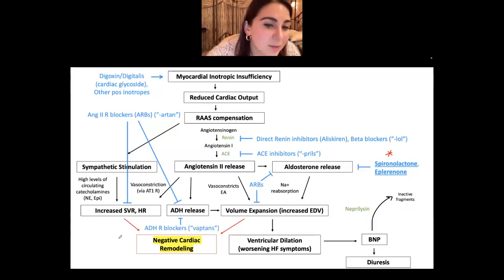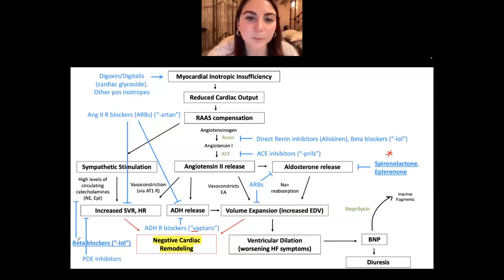Next, you can give an ADH receptor blocker if you want. These are your vaptans, so they end in -vaptan. Remember that another name for ADH is vasopressin, so I would always remember vaptan with vasopressin. It's just blocking ADH. It has a small role. They don't usually give ADH receptor blockers for heart failure, but you can, sure.